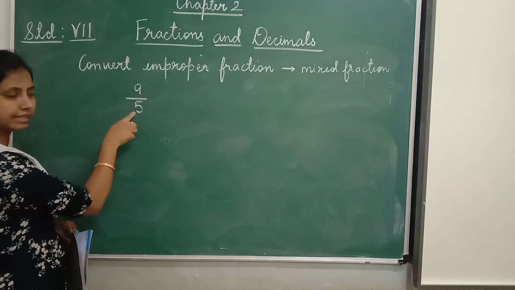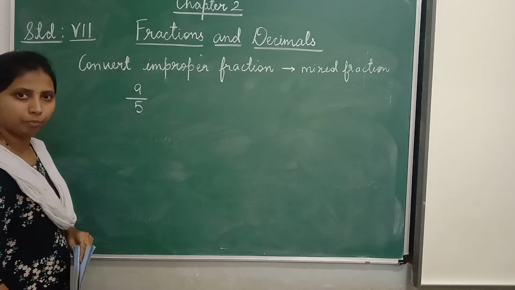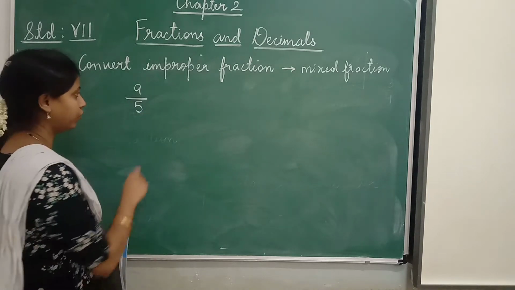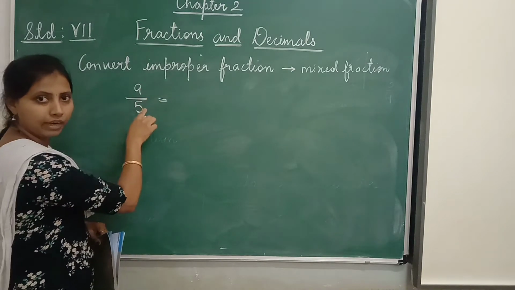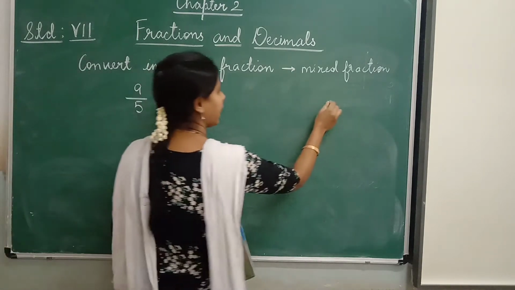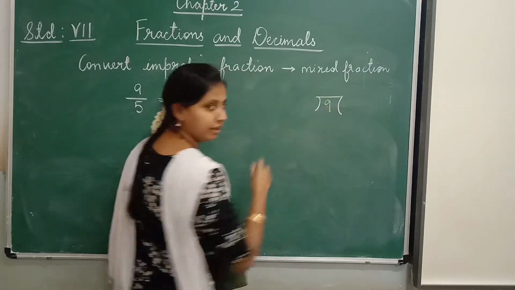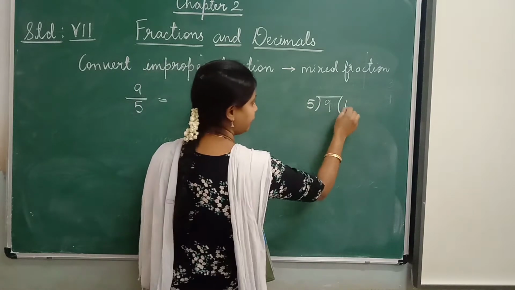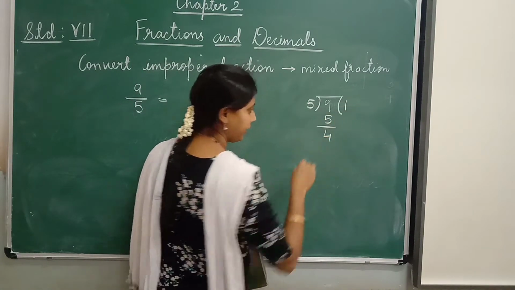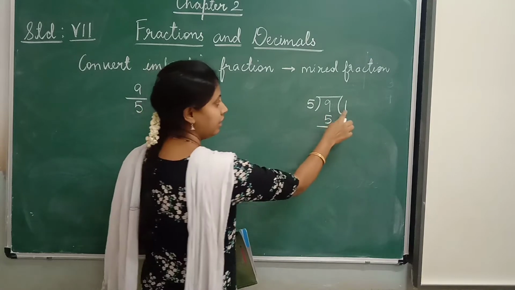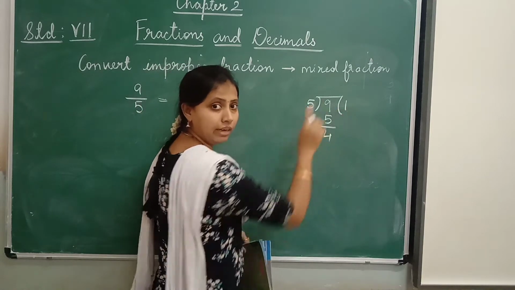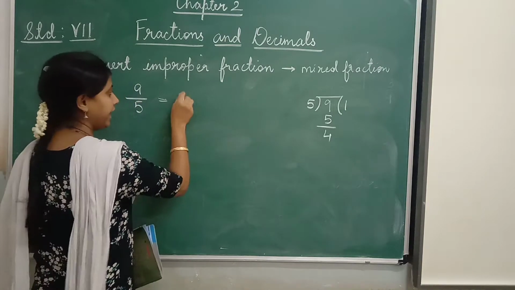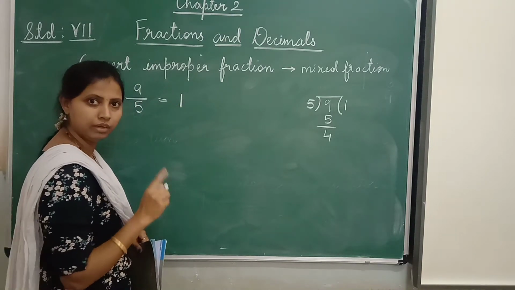When the numerator is greater than the denominator, it forms an improper fraction. Now how to convert this improper fraction into a mixed fraction? For that you have to divide the numerator by the denominator. So 9 is the numerator, divided by the denominator 5. When you divide, 5 ones are 5, 4 remains. Now here the quotient in the division becomes the whole number. Whatever quotient you get, that is the whole number in the mixed fraction.